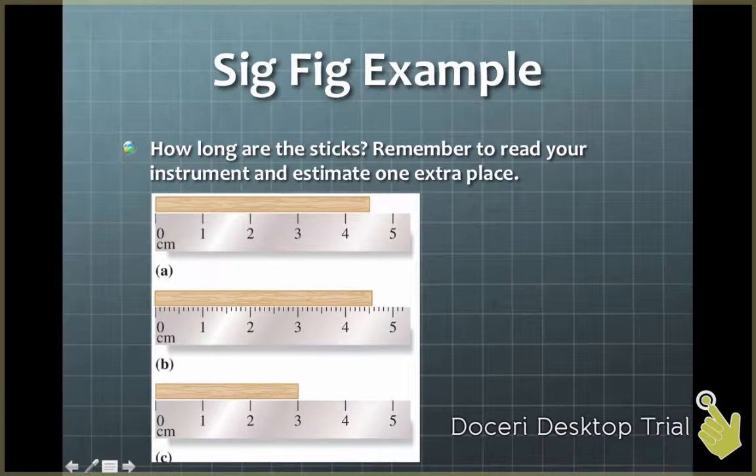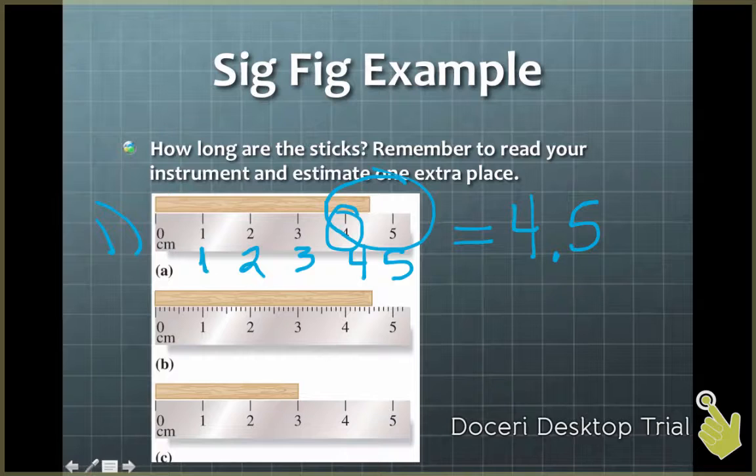So let's look at the first one. If we're looking at this one, we can see that it is 1 centimeter, 2 centimeters, 3 centimeters, 4 centimeters, 5 centimeters, but I don't see anything in between. And if we're looking at this stick and you guys are trying to tell me how long it is, it kind of looks like it's about halfway between 4 and 5, right? So I would write down 4. I'm reading the lines that I can read. I can read the 4, so I write down the 4. And then I estimate one more. And so I'm going to say that that's probably 4.5 centimeters.